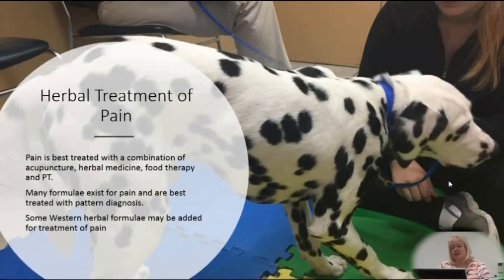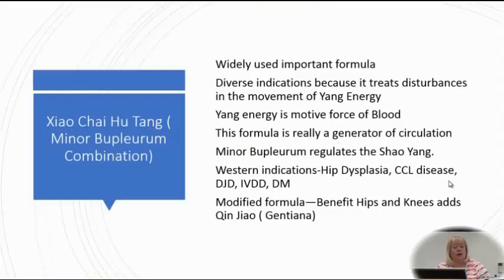So on to the herbal treatments of pain and how I use herbs in rehab. This is an interesting herbal formula. It's one that I really like: Xiao Chai Hu Tang, a minor bupleurum combination. It's very widely used. When we talk about it in circles of Chinese medicine, we're talking about treating disturbances in the movement of yang energy, and yang energy is the motive force of blood. And so really this formula is a generator of circulation.